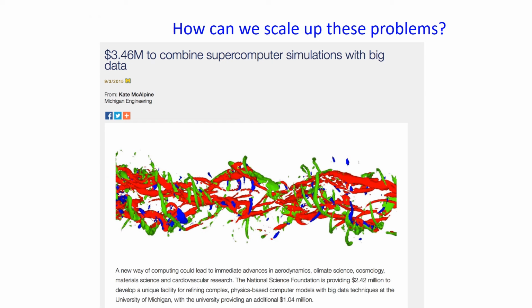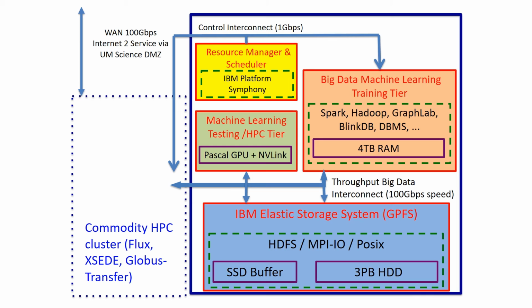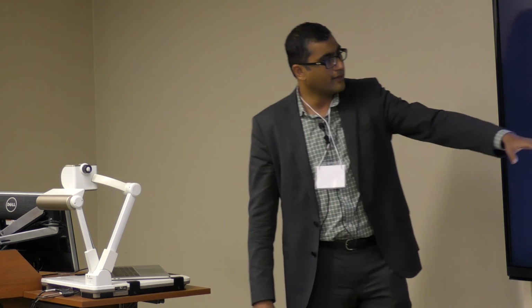OK, so maybe I'll just take a minute and say, most of what I showed so far is smaller problems, and it was specific. But we're also, in our center, scaling this up to many different problems. We've actually architected a computer system from, I would say, scratch with IBM's help in terms of having a dual storage. You can have, say, Hadoop and conventional storage. Large training tier for fast machine learning, and there is a testing tier.